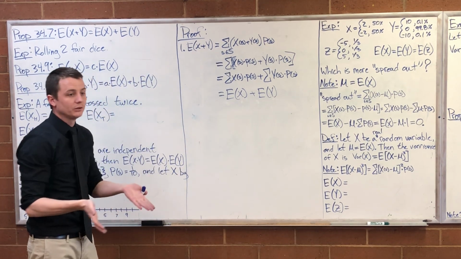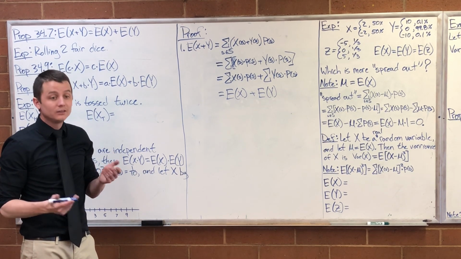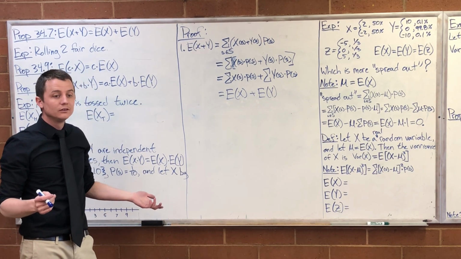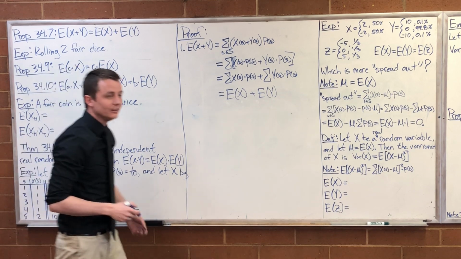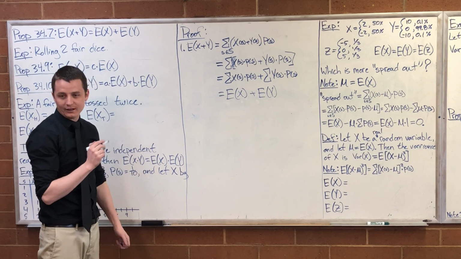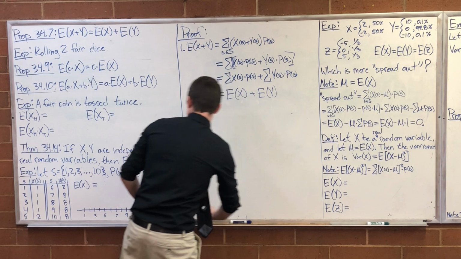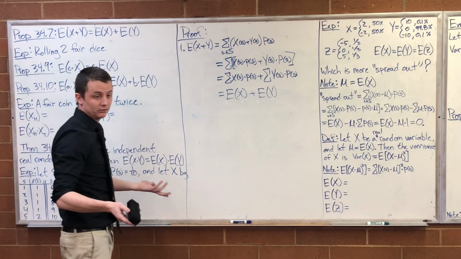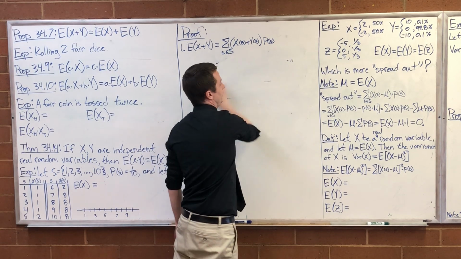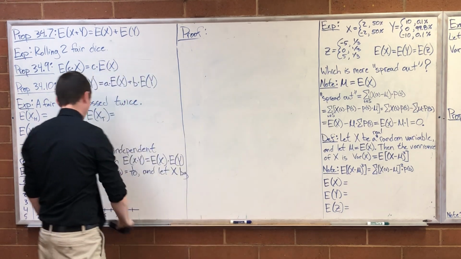What if I roll three dice? What's the expected value? 10.5. What if I rolled 100 dice? What's the expected value? 350. Is anyone getting lost in how we're doing this? Does anyone feel like we're doing something magical? Okay. So, now you can calculate the expected values for as many dice as you want. Easy as pie, right? So, now let's prove the next thing that we want to prove.